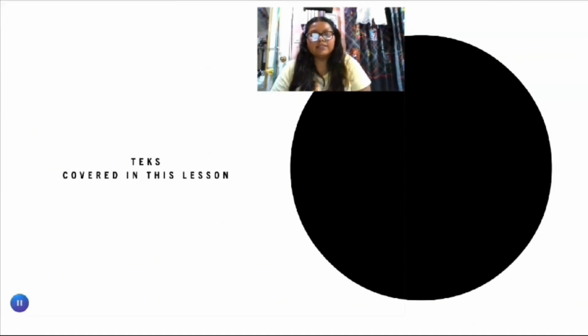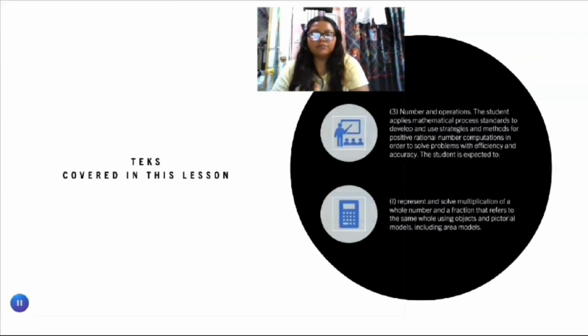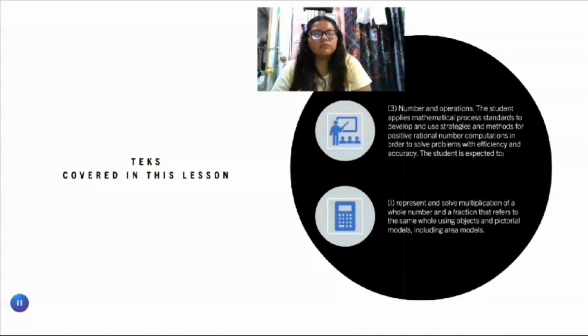Topics covered in this lesson: numbers and operations. The student applies mathematical process standards and develops and uses strategies and methods for positive rational number computations in order to solve problems efficiently and accurately. The student is expected to represent and solve multiplication of a whole number and a fraction that refers to the same whole using objects and pictorial models, including area models.